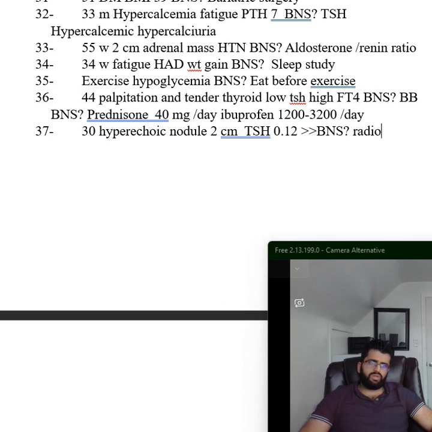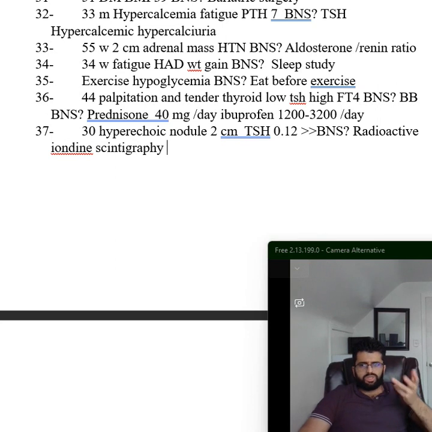Radioactive iodine scintigraphy. Because this tells you if it's a cold nodule, then you need an FNA, needle aspiration. If it's hot, you just treat it as hyperthyroidism. You don't need a biopsy. Here you're trying to avoid the biopsy. But if the TSH was high, then you go to the biopsy immediately, based on the size and ultrasound findings as well.